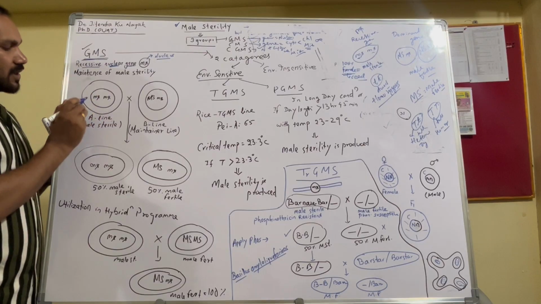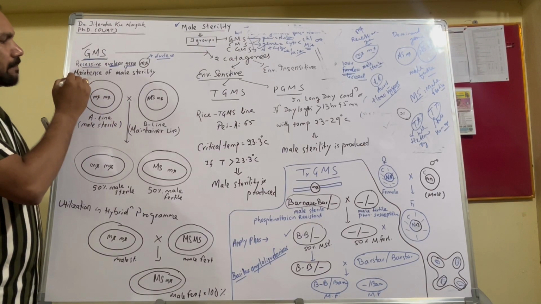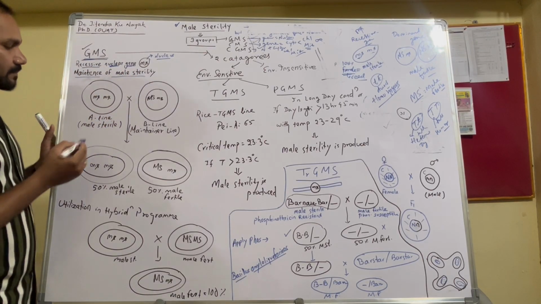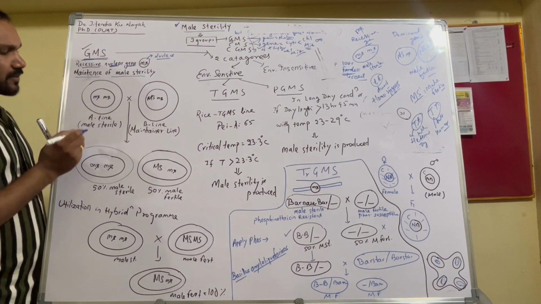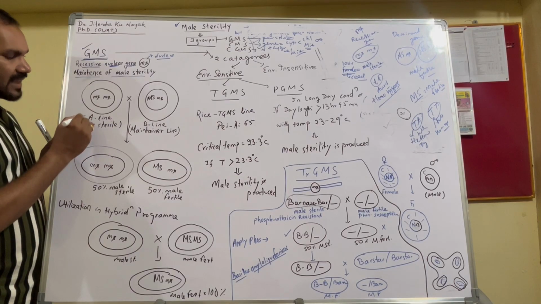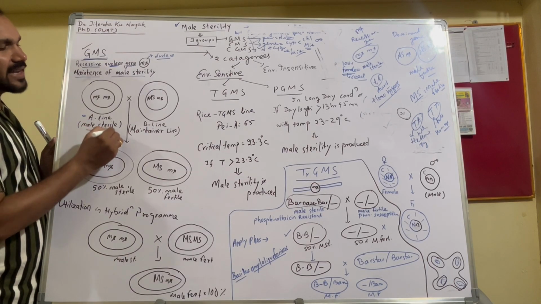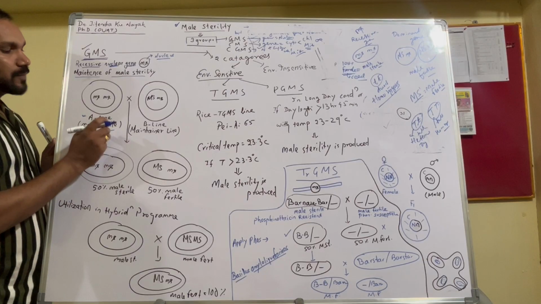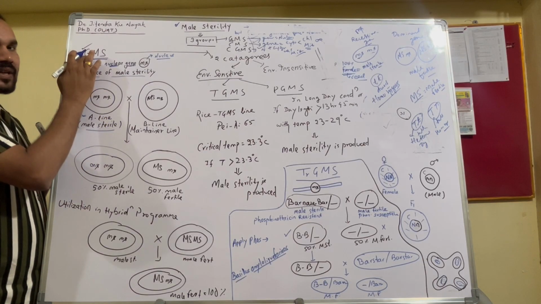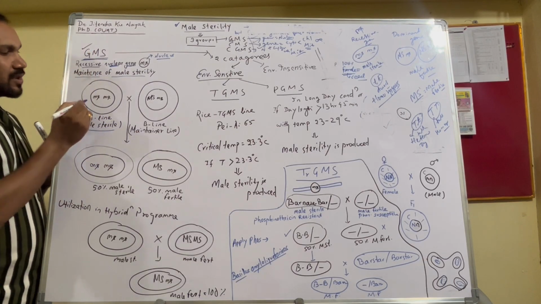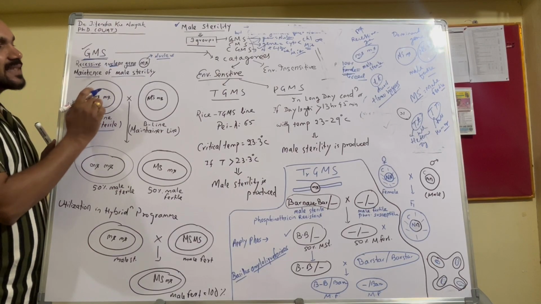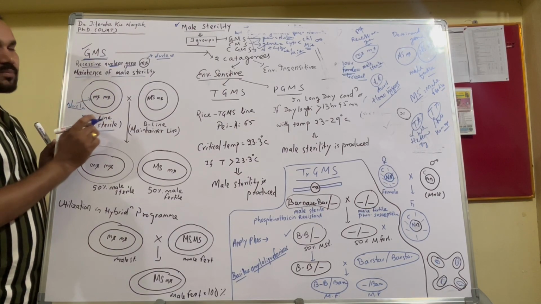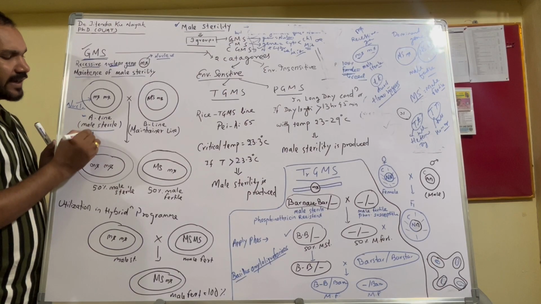Now suppose we are going for maintenance of male sterility. How will we maintain the male sterile line? Suppose in this case we have the A line. A line means male sterile, as I have told you, and here we are going for genetic male sterility. So the gene will be present in the nucleus. This is your nucleus. Inside the nucleus, both of the alleles are recessive, and only then it becomes male sterile. So male sterile means it acts as a female.